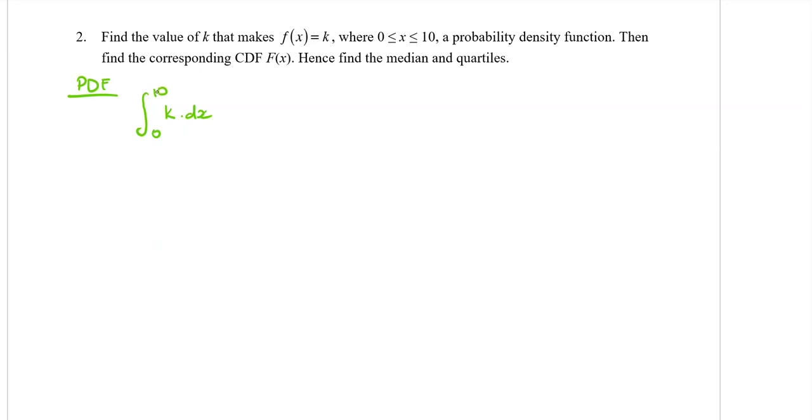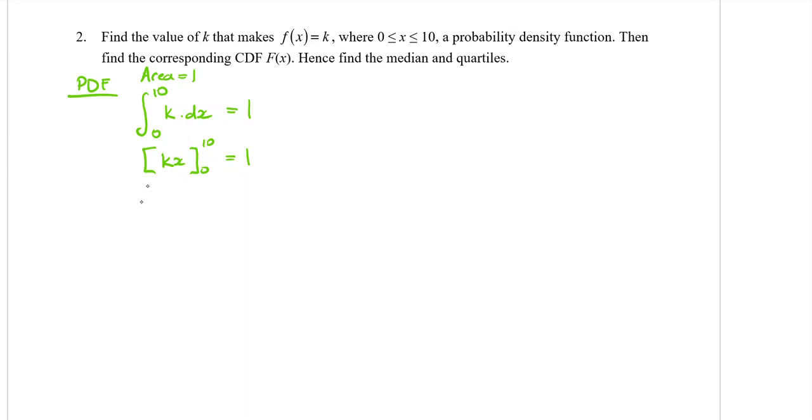The other thing that I know is because this is a PDF, the area underneath it must always be equal to 1. Probability, area must be equal to 1. So I can say that that integral must be equal to 1, which enables me to work out what k is. All right, so let's integrate. kx between 0 and 10 is equal to 1.